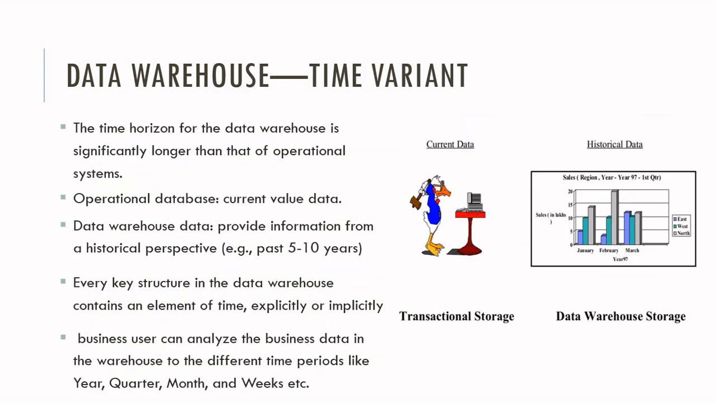The third is time variant. Time variant means the data warehouse stores historical data, or it maintains the historical data, while the transaction database stores only the current value data. It stores only the current value. Let's take one example. A customer record has details of his job.